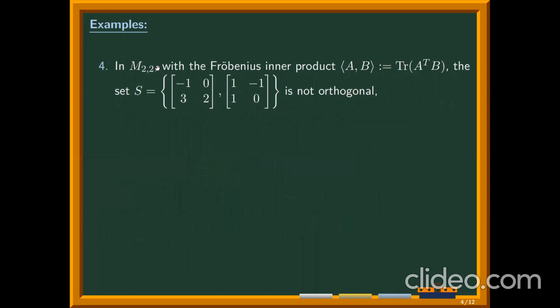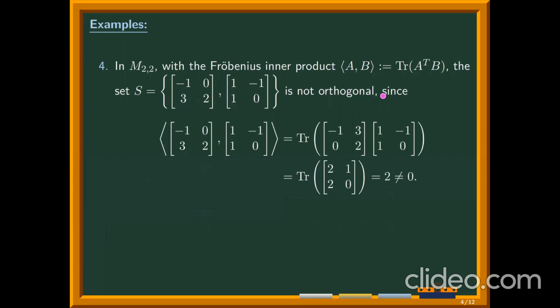Consider M22, the set of all 2 by 2 matrices endowed with the Frobenius inner product. Recall that this inner product is defined as follows. The inner product of A and B equals the trace of A transpose times B. So here, the set S containing these two matrices is not orthogonal because if we compute the inner product of the two, the value of the inner product is 2, which is non-zero.